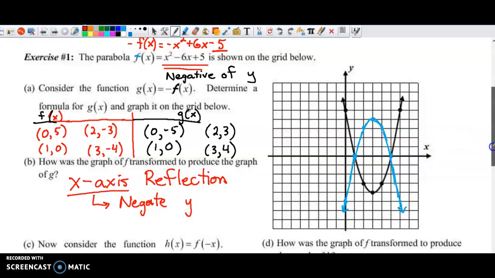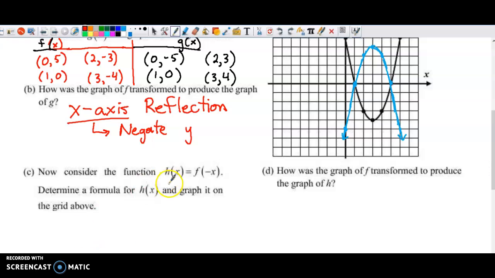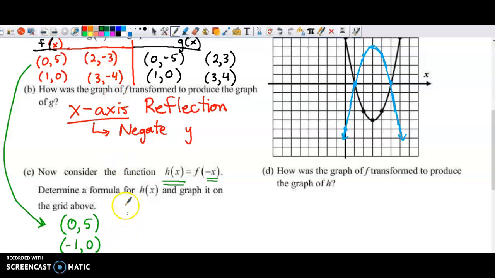So if we look at the next one, the difference is now we have h of x. We can do this in green. And what they did is negate the x coordinate. Well, if I went back to this table of values and negated all of those x values, let's go back to those ordered pairs. Well, 0 doesn't have a negative, but 1 does. So it's negative 1, 0. 2 has a negative, so that would be negative 2, negative 3. And then 3 has a negative, so it would be negative 3, negative 4.